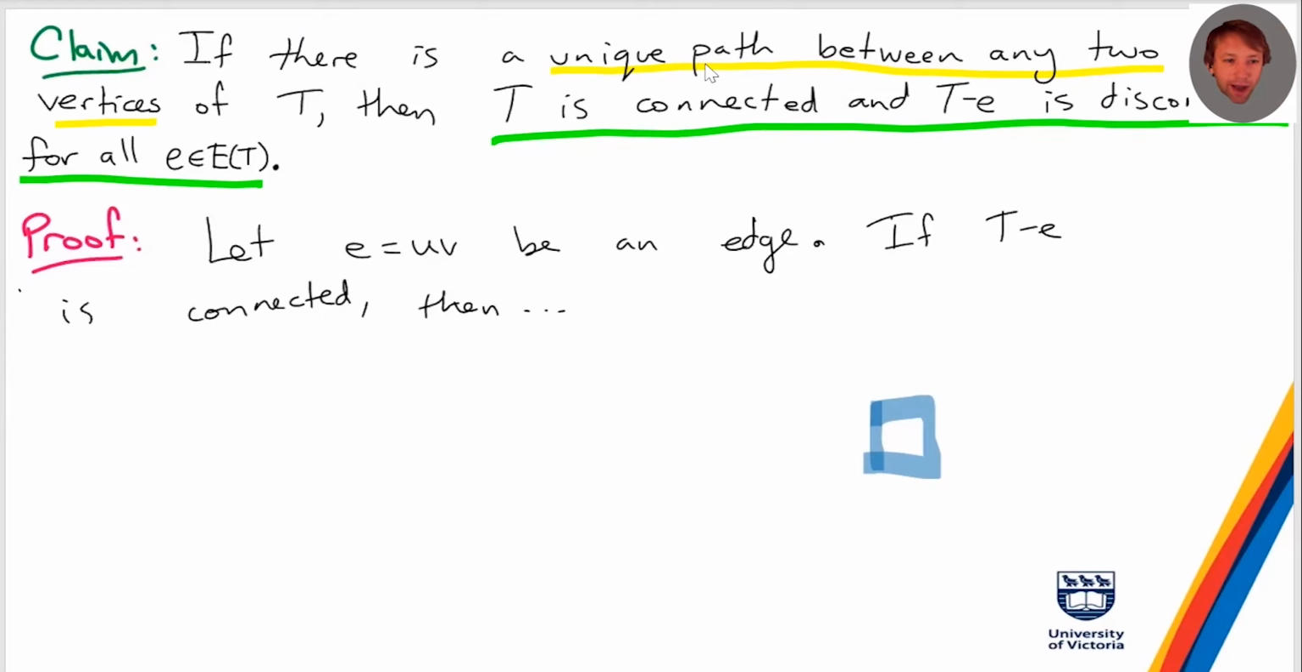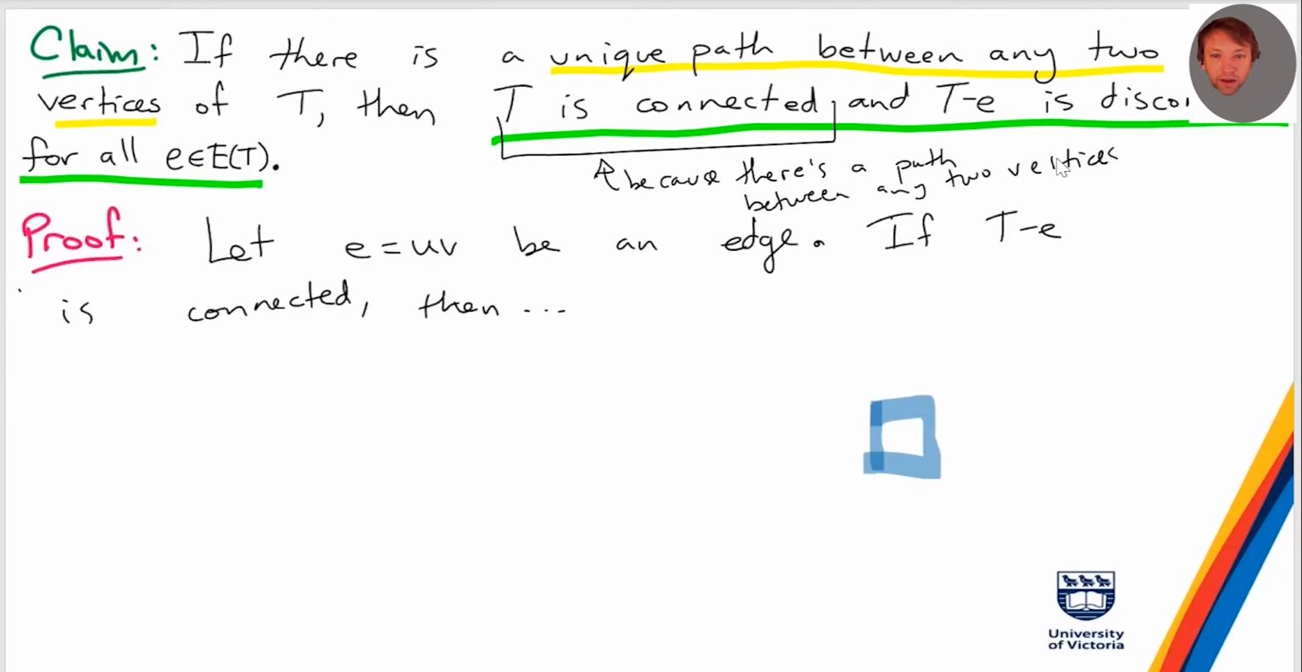Okay, so assume that there's a unique path between any two vertices of T. T is a graph. Well, first of all, why is T connected? Assuming the statement in yellow. Maybe what I'm asking you is too trivial. But yeah, there's a unique path between any two vertices. That in particular tells us that there is a path between any two vertices. If you have a graph where there's a path between any two vertices, that's the same thing as being connected. So T is connected because there's a path between any two vertices. So now let's prove the more interesting thing.